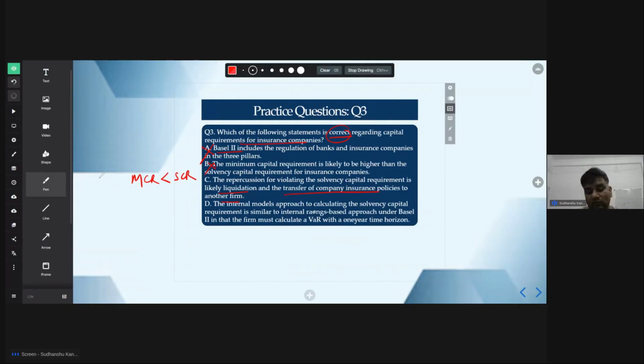So liquidation is more likely for an MCR breach, not an SCR breach. SCR is generally higher, and MCR is the problem. So this is also wrong.